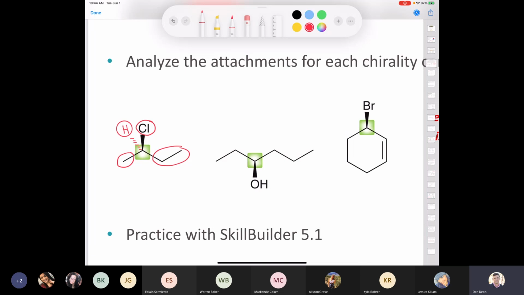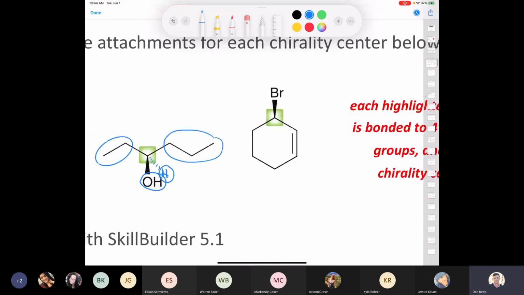Let's go to the next one. We've got a hydrogen going in back here that's not drawn. It's implied because this is a bond line structure. But we've got a hydrogen, we've got a hydroxyl, we've got an ethyl group, and we've got a propyl group. Those, my friends, are 4 different groups. We have another chiral center.